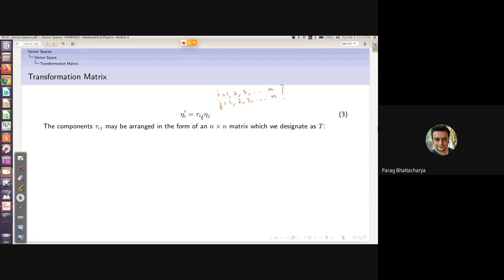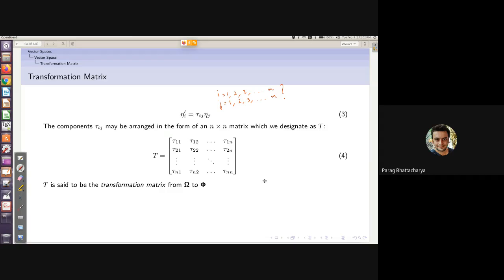So this tau ij can be arranged in the form of an n cross n matrix, and we designate this as T. We designate these tau values as T11, T12, and all the way to T1n, and T21, T22, and so on. So this T is said to be the transformation matrix. This is one basis, and this is another basis. If you want to transform from one basis to another basis, we need to use the transformation matrix T. Is that clear?